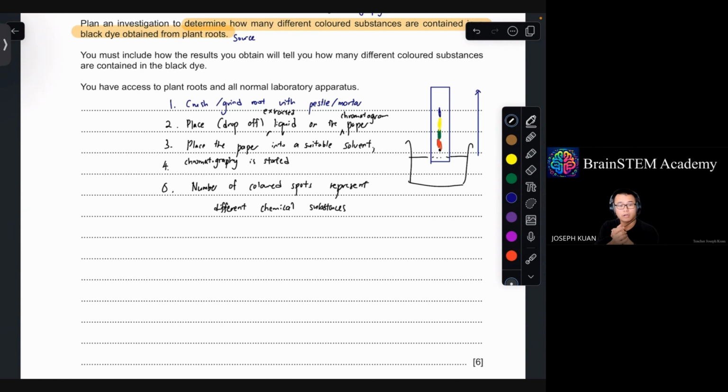Let me just look at the mark scheme real quick. The first mark is crush and grind the root. The second mark is using pestle and mortar. The third mark is using a suitable solvent. The fourth mark is conducting the chromatography by placing the paper into the suitable solvent. Oh, so that essentially already is 6 marks. And then finally, the number of chemical substances can be represented by the number of colored spots. So pretty much we have everything covered.